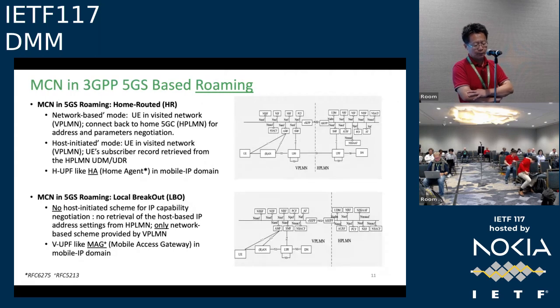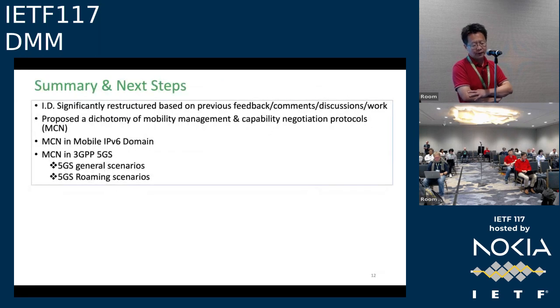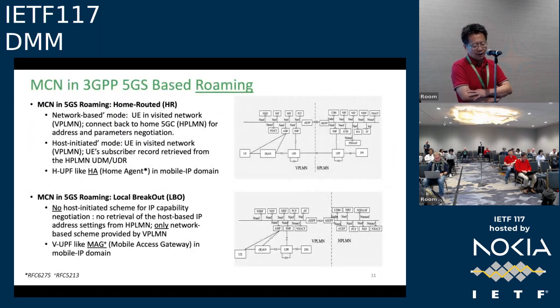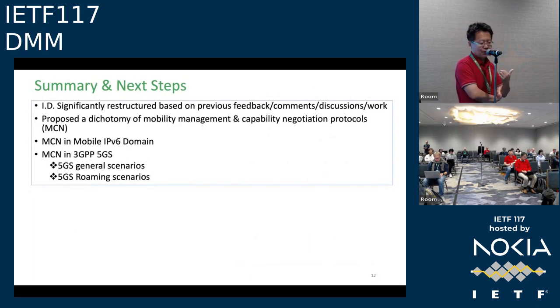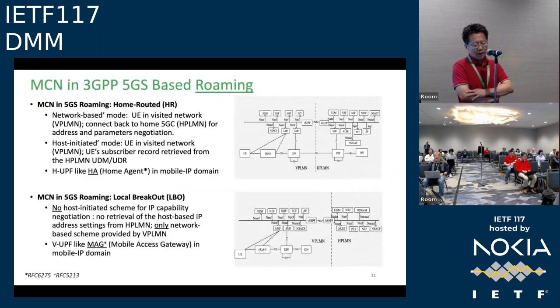For the negotiation part, in the home routed case, the H means home. UPF is more like a home agent in the mobile IP domain. And for local breakout, in the bottom part, there's no host initiated because there's no retrieval of the host-based information. In the local breakout case, the VUPF is more like a mobile access gateway in the mobile IP domain.